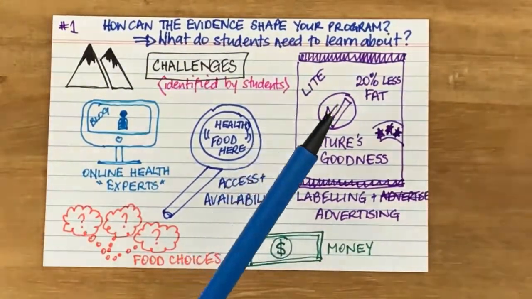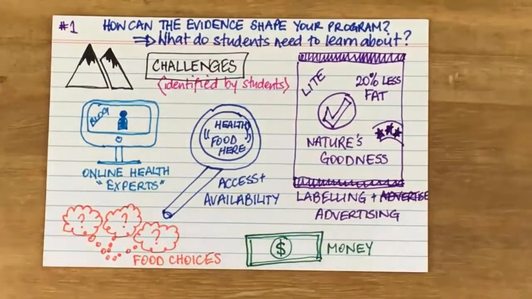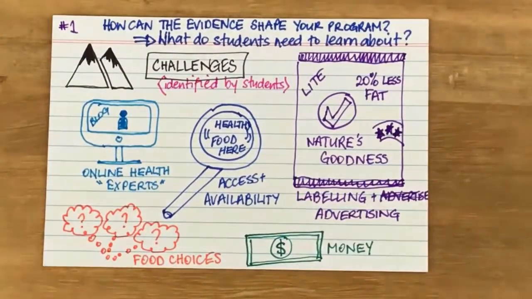And then also we had a lot of discussion around confusion around labelling and advertising, so how to read food labels, in particular things like the Healthy Star rating, and some of the language that's used around light options being healthier options, less fat options being healthier. So being able to understand some of those labelling conventions was seen as a challenge for some students.